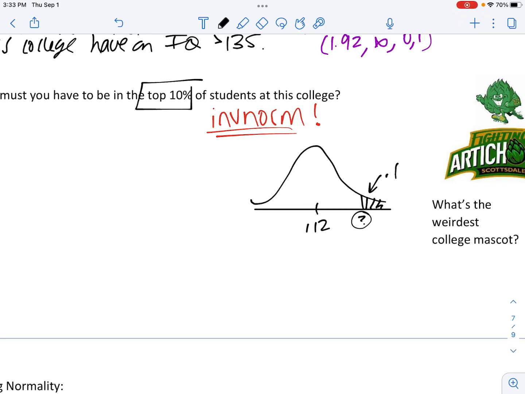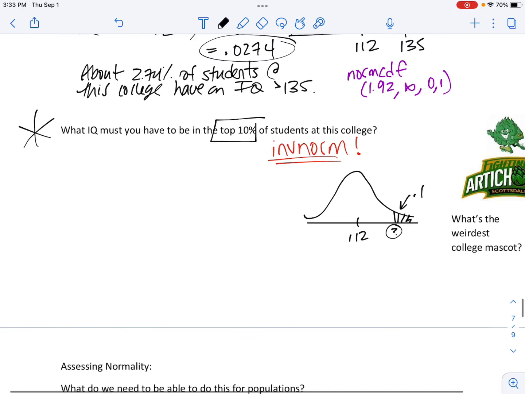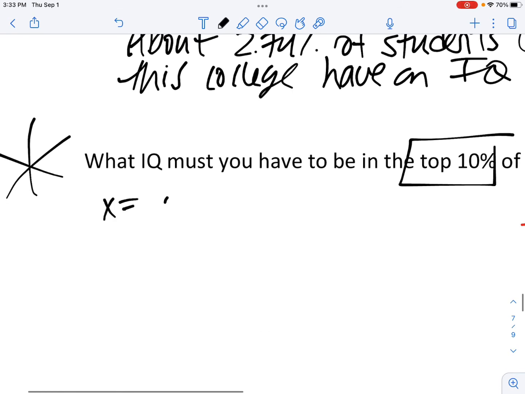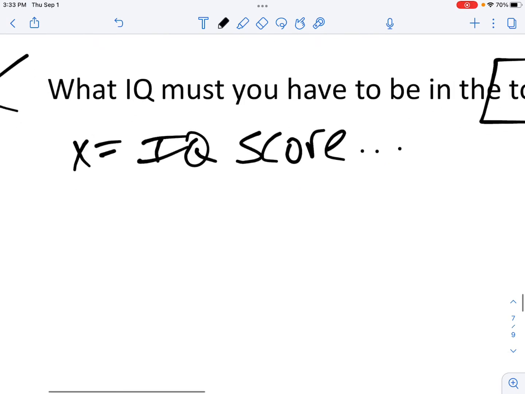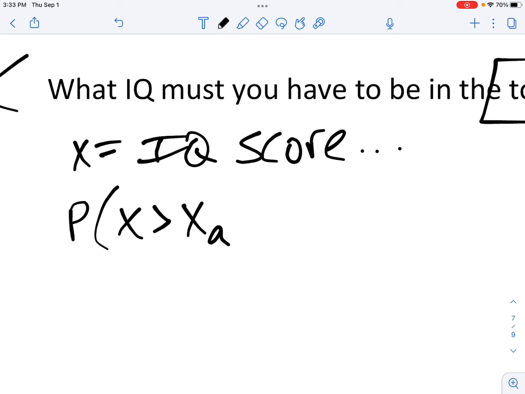I'll talk you through the calculator in just a second, but first I'm still going to start by defining all my stuff. X still represents the IQ score of a certain student at this college, and I do not know what the x is here. That's what I'm going to be solving for. Okay. Symbolically, they're wanting me to find the probability that x is greater than some number, which I don't know, so I'm just going to call it x sub a. And that equals the top 10%.